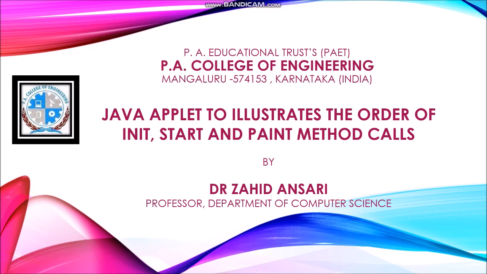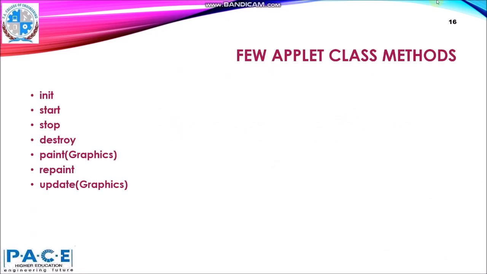In this video, I'll be discussing a few commonly used methods of the Java applet class and an applet example to illustrate the order of init, start and paint method calls. Some of the commonly used applet class methods are init, start, stop, destroy, paint, repaint and update.